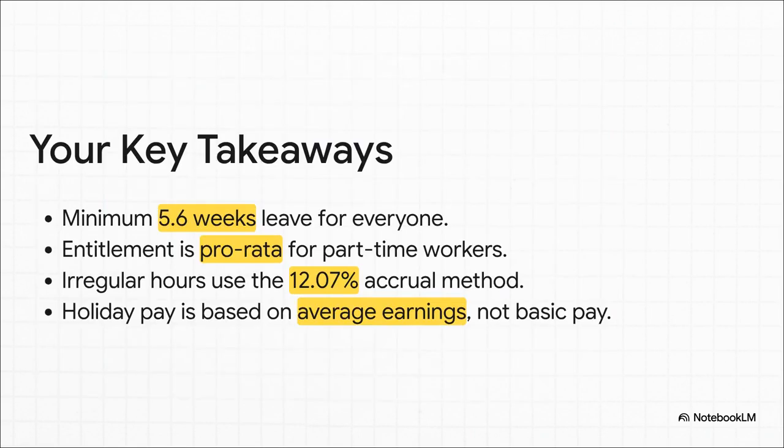So, let's boil it all down. What are the key takeaways here? Number 1, everyone gets at least 5.6 weeks of paid leave. 2, if you're part-time, you get that on a pro rata basis. 3, if you work irregular hours, it's calculated using that 12.07% rate. And finally, and this is a big one, your holiday pay has to be based on your average earnings, not just your basic pay.